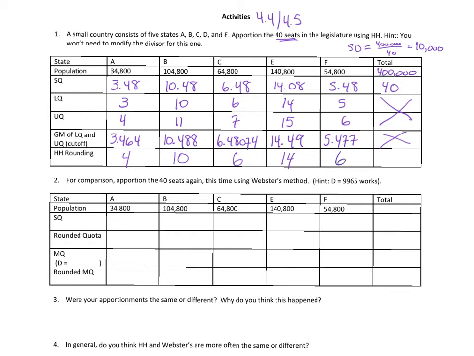And when I add these up, 10 and 4 is 14, and 6 is 20, and 14 makes 34, and 6 makes 40. I've given out exactly 40 seats, so I don't have to adjust my divisor. This is just the answer in this case.